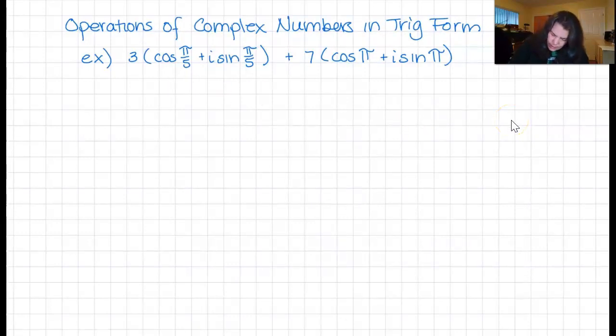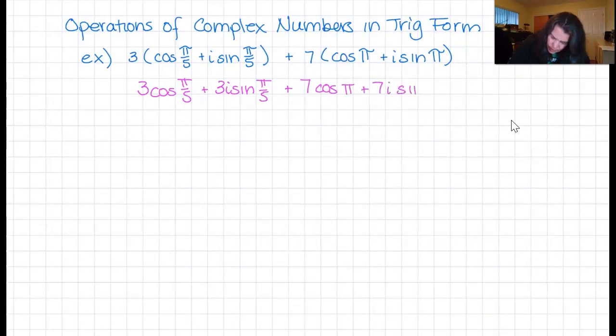Well, let's see what this is going to look like. So I'll have 3 cosine pi over 5 plus 3i sine pi over 5 plus 7 cosine pi plus 7i sine pi. Yeah, I don't have any like terms. Oof. Well, here's what you're going to have to do. And we're not actually going to do it, but I'll do it a little bit. You're going to have to convert it essentially to standard form.